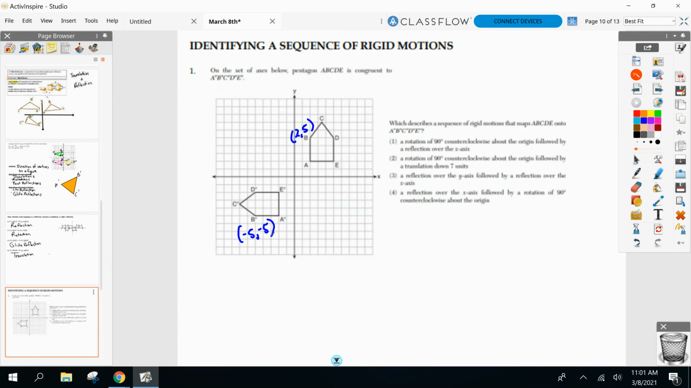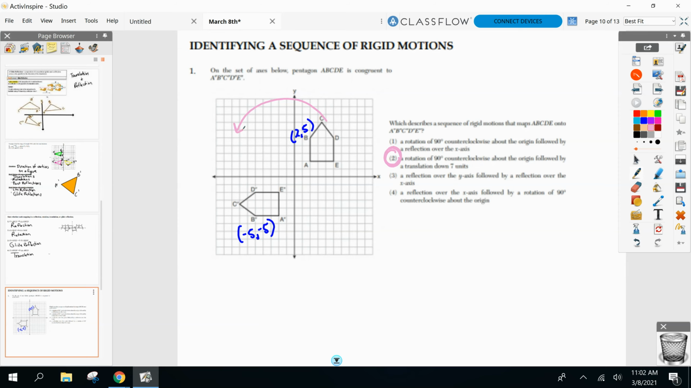And just keep going. I don't want to reveal it till everyone's had a chance here. We should be at choice number 2 for this one, or rotation of 90 counterclockwise. Make sure you remember what counterclockwise is. To your left. To your left. And then moving everything down 7.